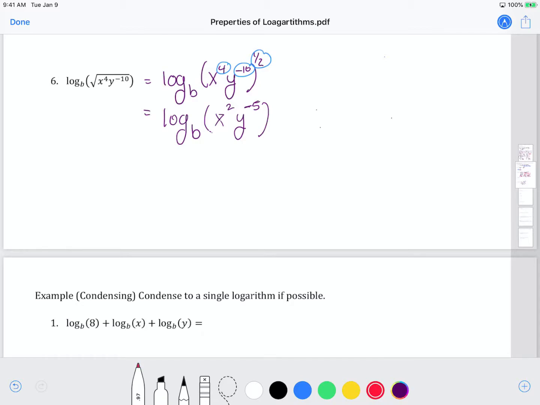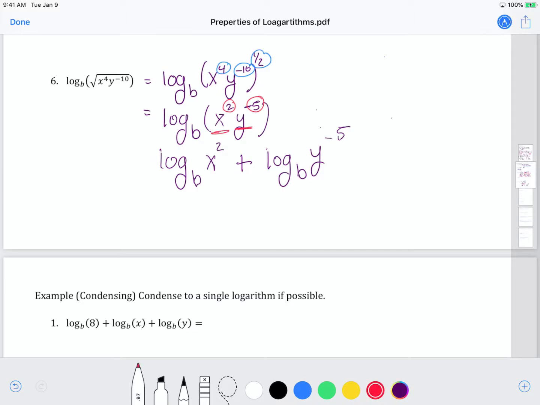Okay, so now I have a product that I have to worry about, and I have exponents to worry about that I need to expand. So first, let's break it up. Take that product and break it up as a sum. So I have log base b of x squared plus log base b of y to the negative 5.